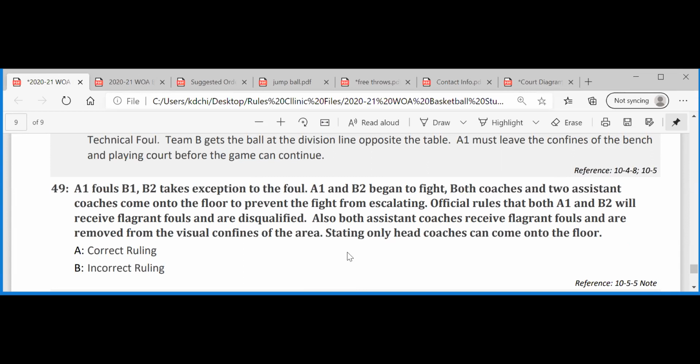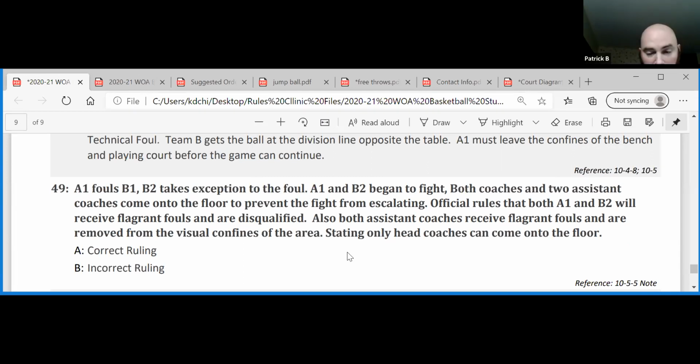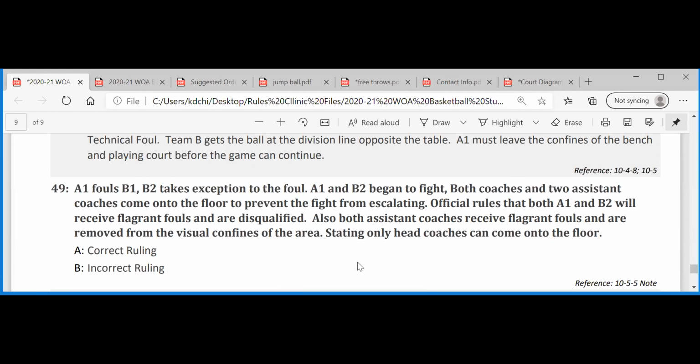And I think it's incorrect. I think any member of the coaching staff can come and help break up the fight. Correct.